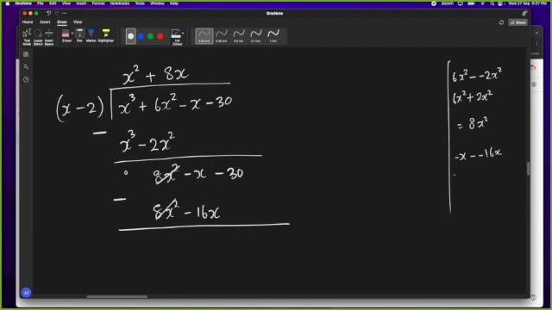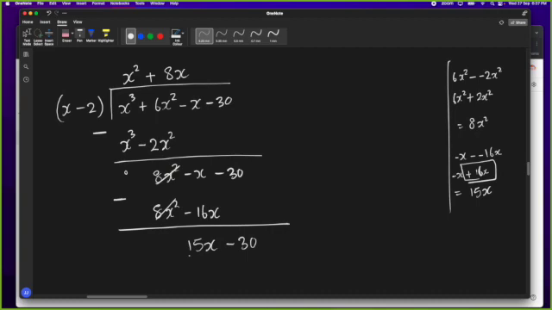So that gives me minus x plus 16x, which is, if the signs are different, you find the difference and keep the sign of the larger number, which is the 16. So it'll be plus 15x here. Right? And I bring down the minus 30.